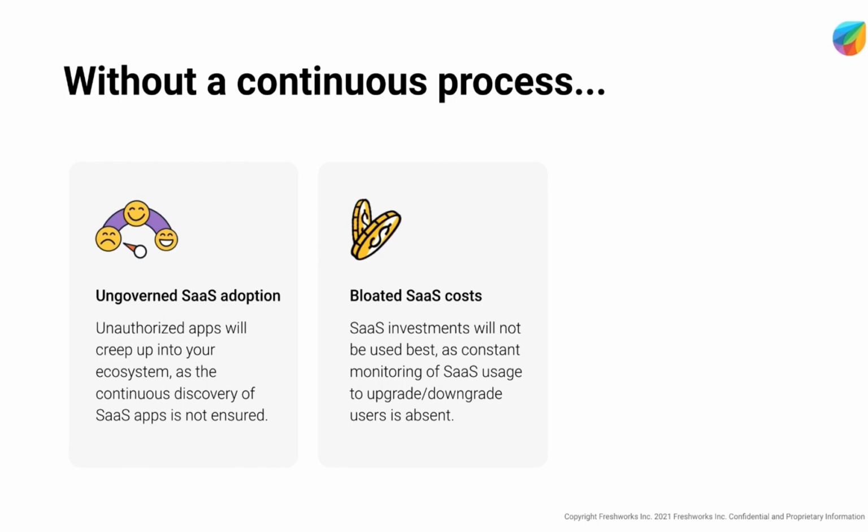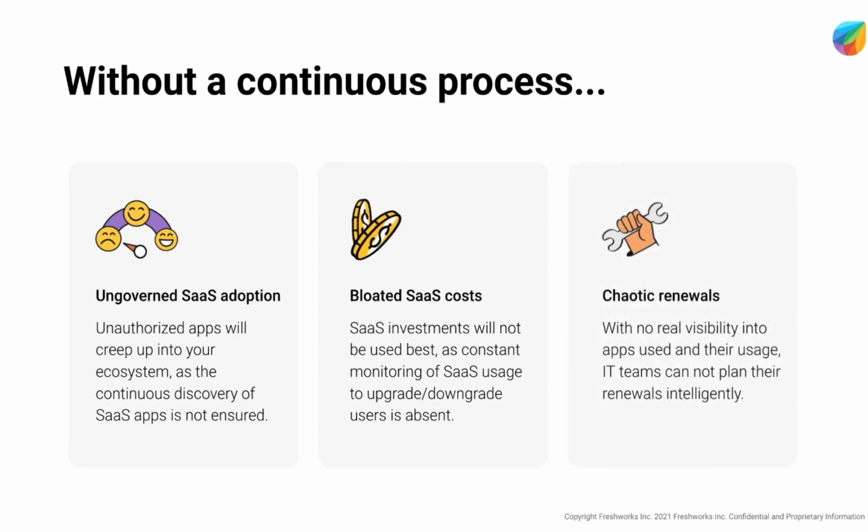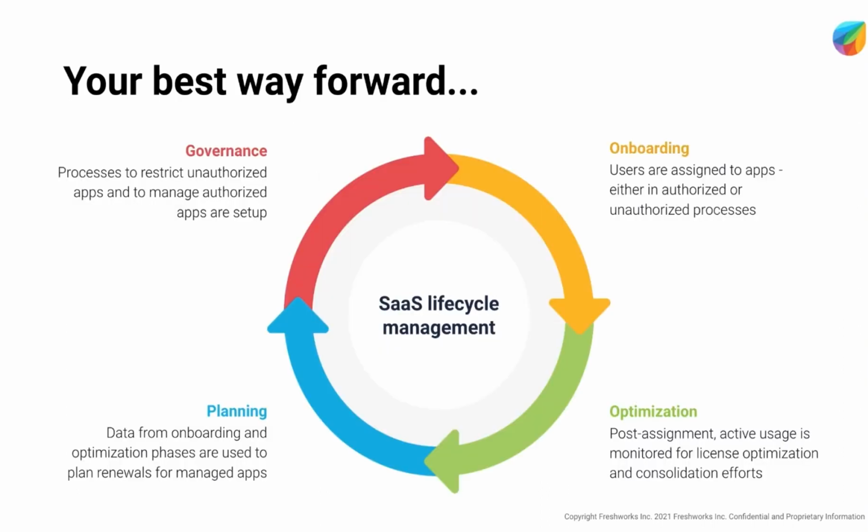as your SaaS investments will not be used to their best. And if you do not constantly monitor the usage patterns, you cannot make any active decisions about upgrades and downgrades to ensure that your investments are optimized further. Finally, chaotic renewals, because there is no real visibility into what apps are being used or how they're being used. You cannot plan your renewals in advance, and you can also not plan your renewals in an intelligent manner based on the continuous usage insights that you can observe.